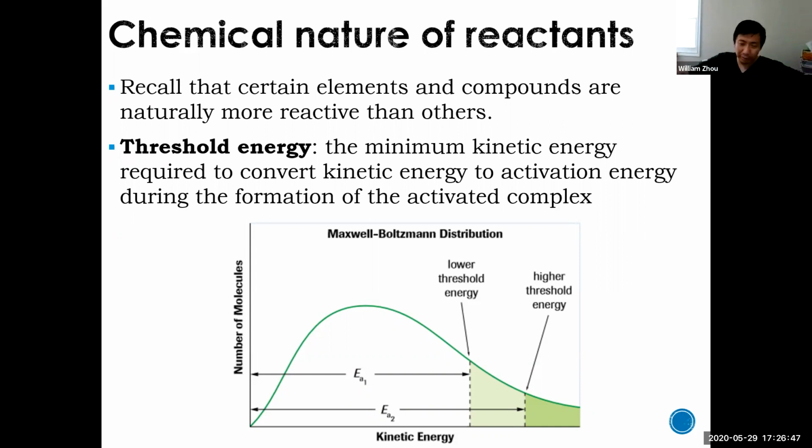Sodium has low activation energy. You don't need a lot of energy to rip away that electron, all right? Whereas gold has high activation energy. It's really hard to rip away an electron from gold.